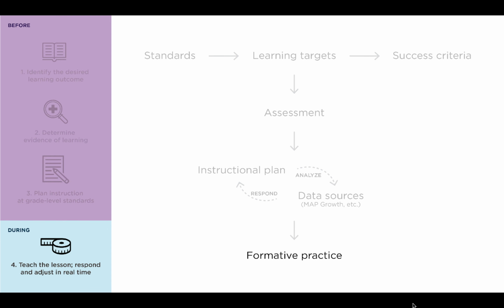The fourth step is all about instruction. Put your plan to work and use your formative practice to monitor and adjust the plan in real time based on how students progress. Be sure to make notes about the adjustments you make so that you can use these reflections to anticipate and proactively plan for potential student needs in the future.